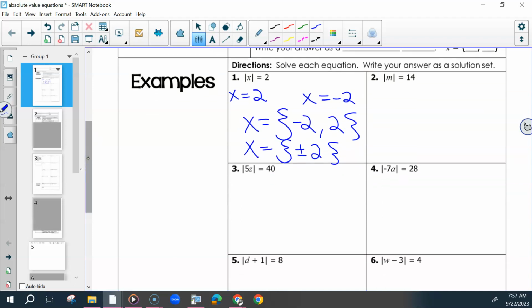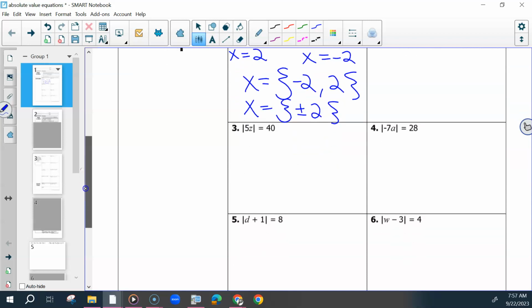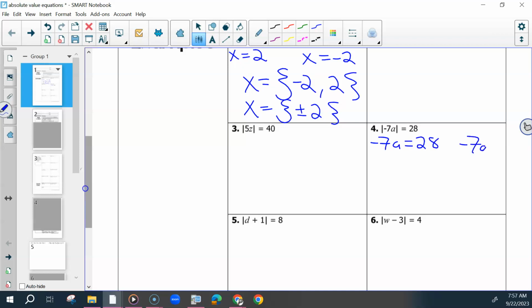Questions on 1 before we continue? Let's do number 4. Same as before, look and see, is there anything outside of the absolute value signs? There is not in this case, so it's already isolated. Set the inside equal to a positive version of 28 and a negative version of 28.